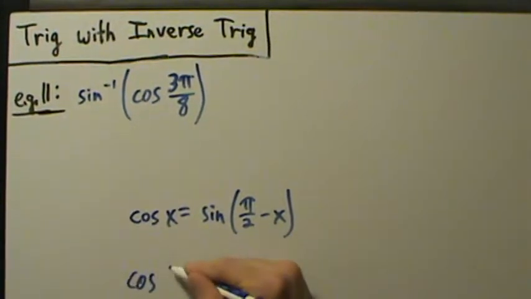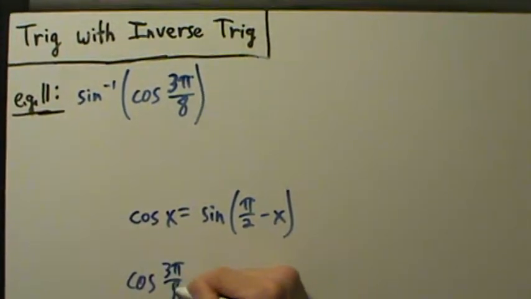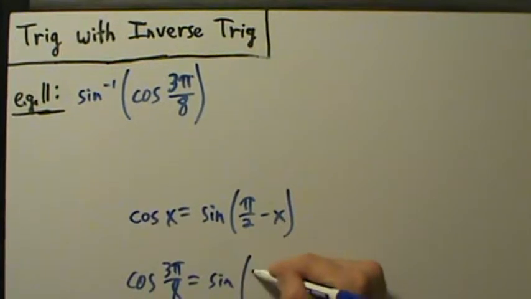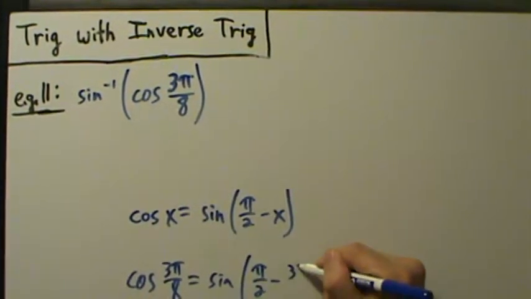Anyway, in this specific case, cosine of 3 pi over 8 equals sine of pi over 2 minus 3 pi over 8.